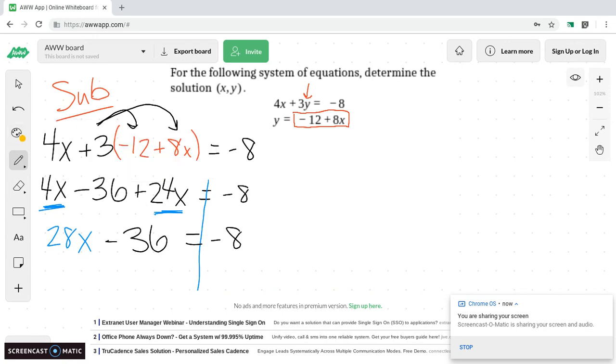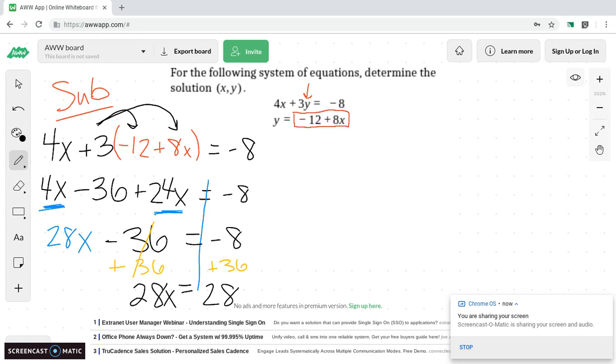So now we want to solve for our variable. So we are going to add 36 to both sides of our equation to cancel the minus 36 off. So negative 8 plus 36 is a positive 28. So this is 28 here. And then we have a positive 28x on this side. So we have 28x equals 28.